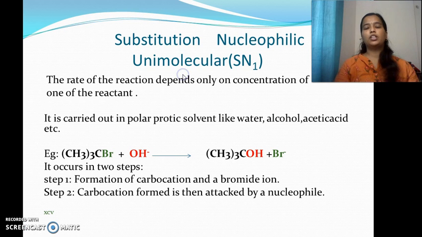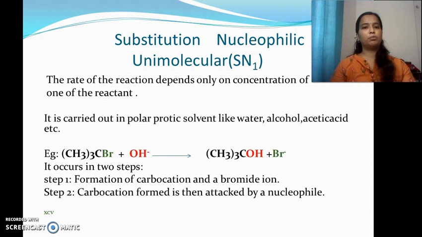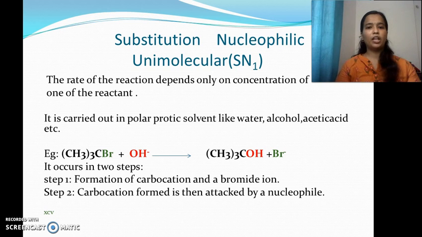And you know what is substitution nucleophilic. Substitution reaction means some functional group takes the position of another functional group in an alkane or like that. And nucleophilic means some nucleophiles are involved, then it is nucleophilic substitution reaction.